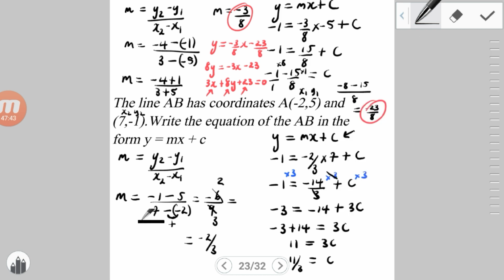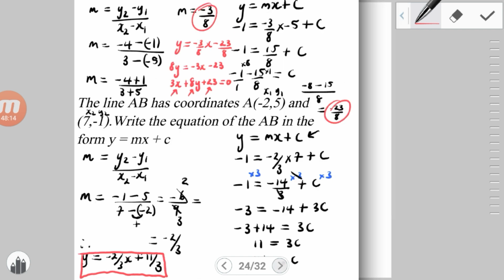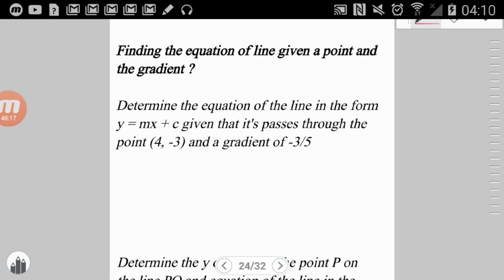So therefore we can say that our equation here is y equal, M was worked out to be minus 2/3 x, and C is 11 over 3, plus 11 over 3. They did ask us for it in the form y equal mx plus c. So therefore this concludes our final answer here. Alright, nice. So hopefully you guys are catching on to that.